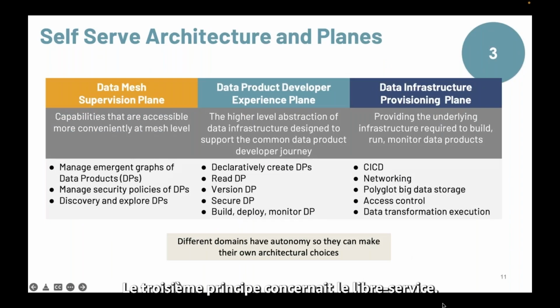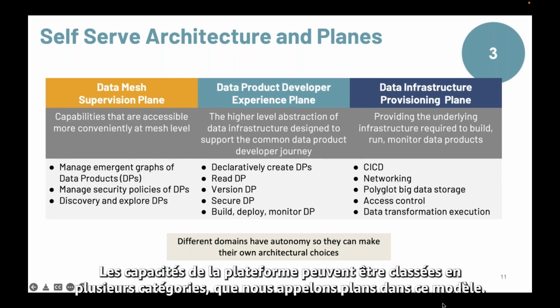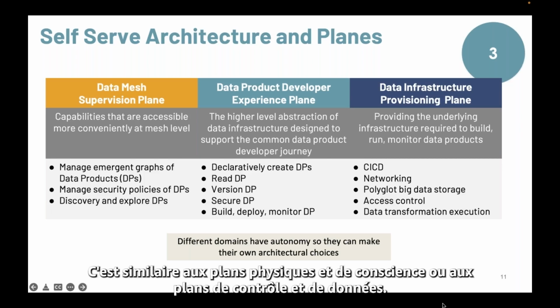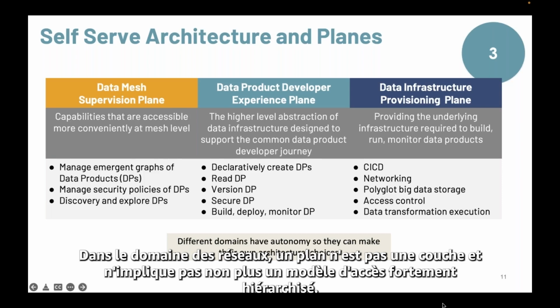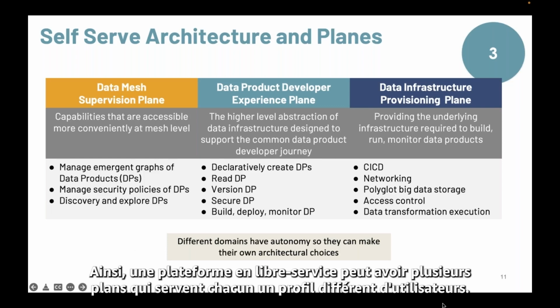So the third principle was around self-service. So the self-service architecture really is built around planes. So the platform capabilities can fall into multiple categories, or we call them planes in this model. So a plane is representative of a level of existence, so it's integrated yet separate. So similar to physical and consciousness planes or control and data planes in networking. A plane is neither a layer, nor does it imply a strong hierarchical access model. So a self-serve platform can have multiple planes that each serve a different profile of users.